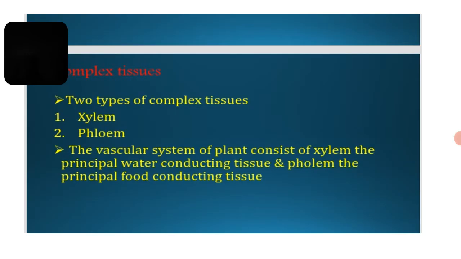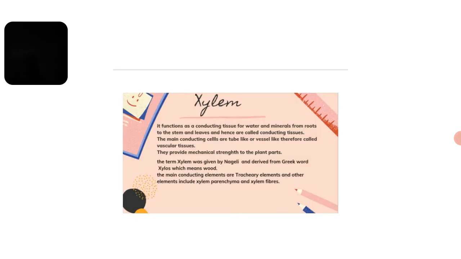First, the vascular system of the plant consists of xylem and phloem. The xylem is the principal water conducting tissue, and phloem is the principal food conducting tissue. So first we discuss the xylem. The xylem was first introduced by Nageli.